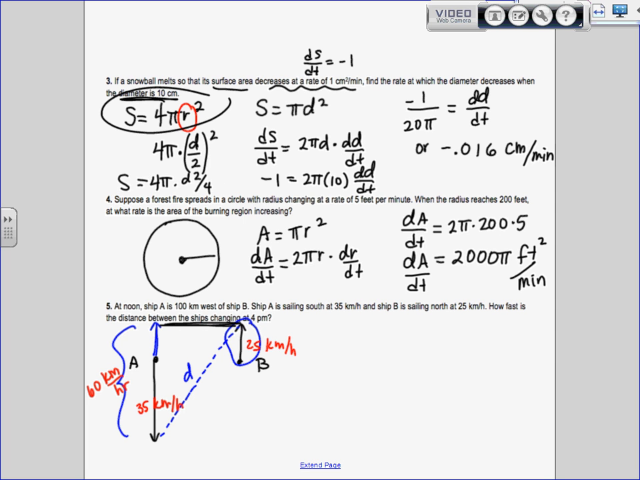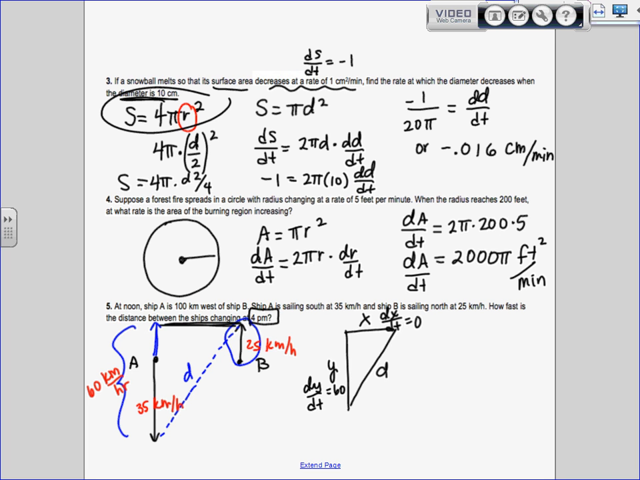So we have a triangle. Maybe I'll draw it over here so it's a little bit cleaner. We have X, Y, and Z again. So I'll call this D for distance. And we have X and we have Y. And we know that dy over dt is increasing by 60 kilometers per hour. And dx over dt is what? Zero. It's constant.